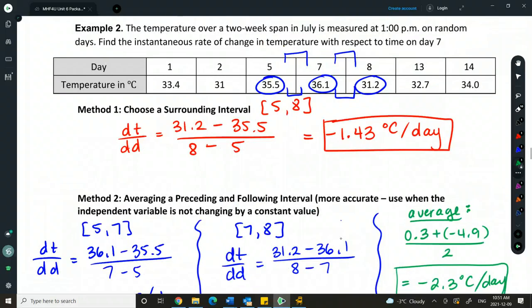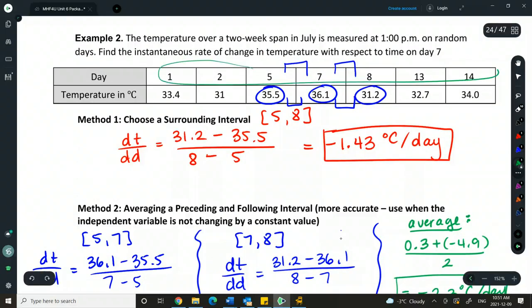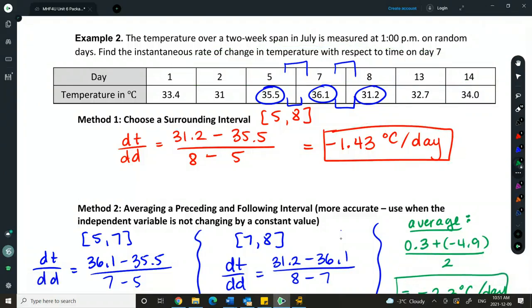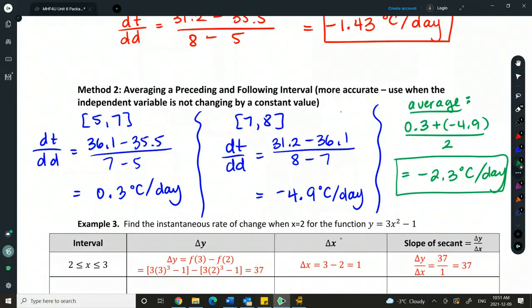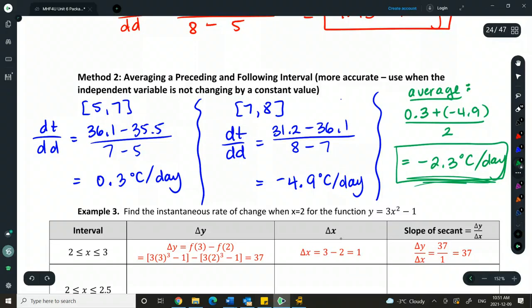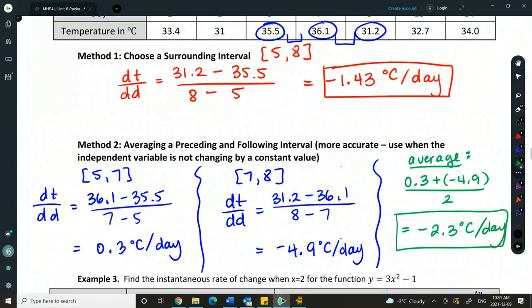Again, I only need to do this if my independent variable, so time or the date or whatever it is, is changing by random amounts rather than constant amounts, because this answer and this answer will be the same if it's changing by a constant amount. So only needed if the independent variable changes by different values. Okay? So this will be the better answer in this scenario. But the other is useful if your independent variable is changing by a constant rate. You can just do this.